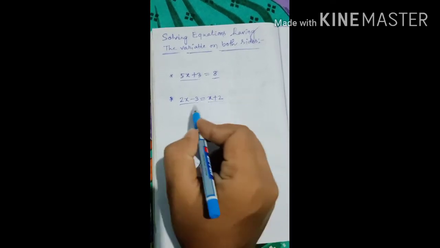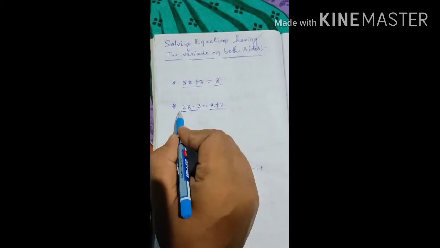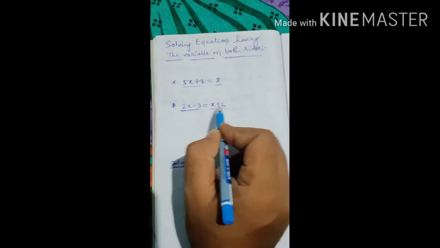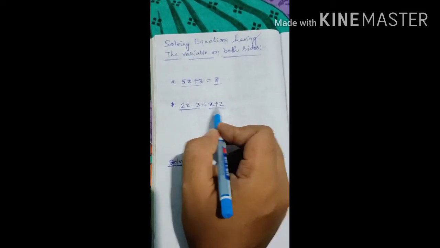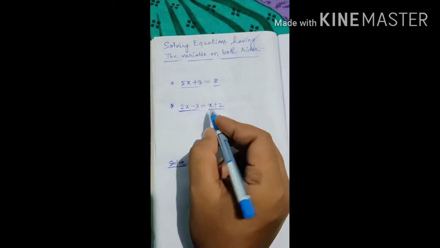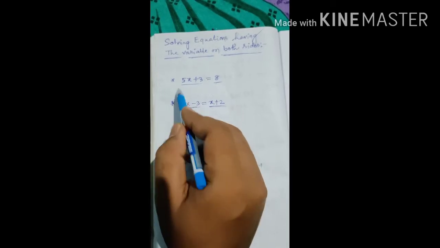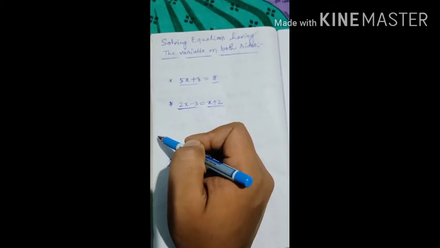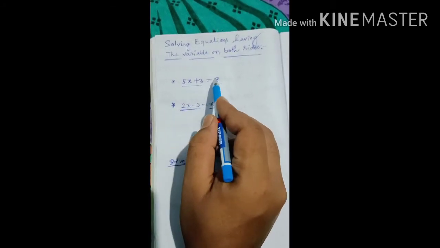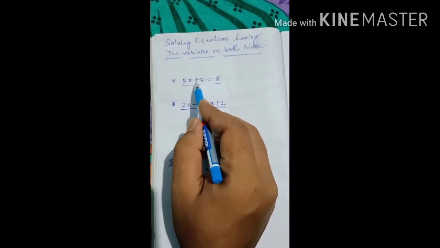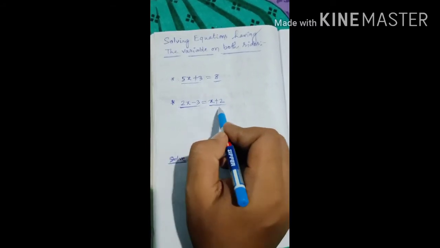So here is an example of that. Look at here. In the LHS the expression is 2x minus 3 and in the RHS the expression is x plus 2. Both sides have variables right now. So did you find any difference between these two equations? Yes, in the first equation the variable is on one side and in the second equation the variable is on both sides right now.